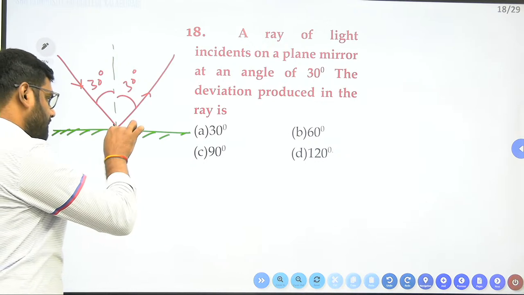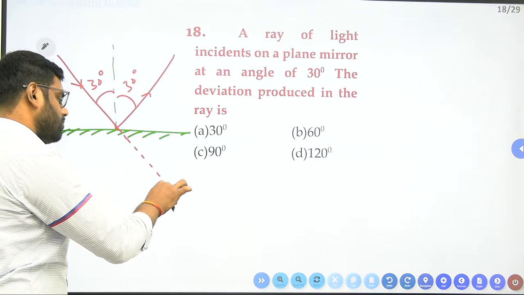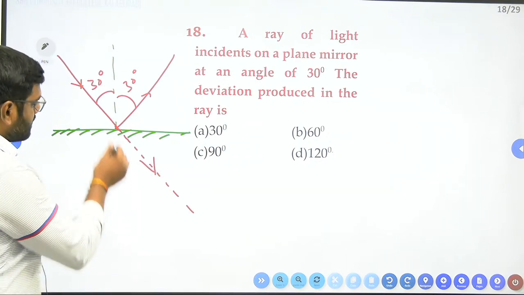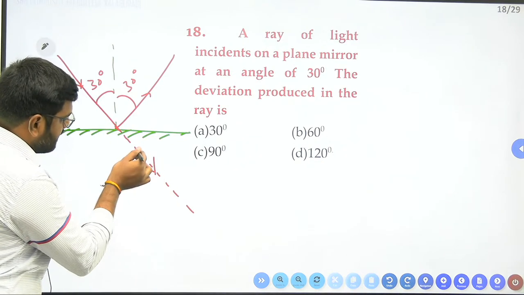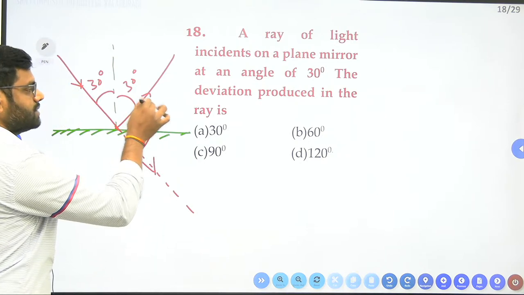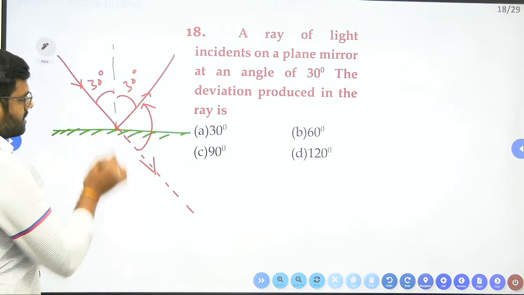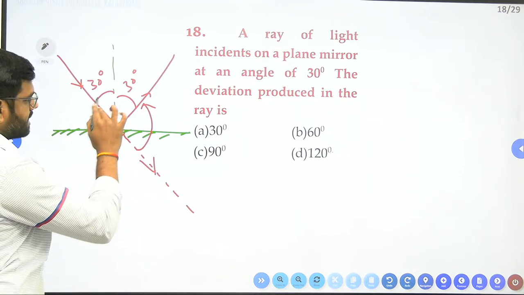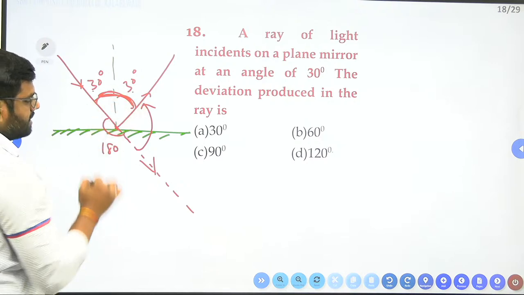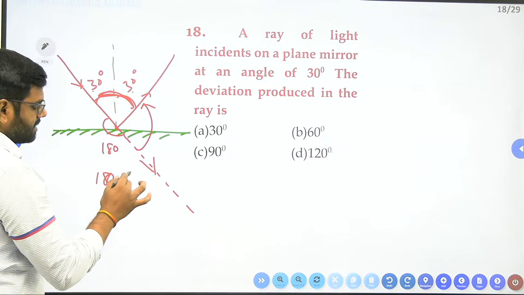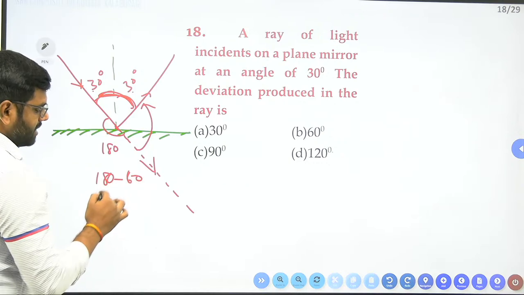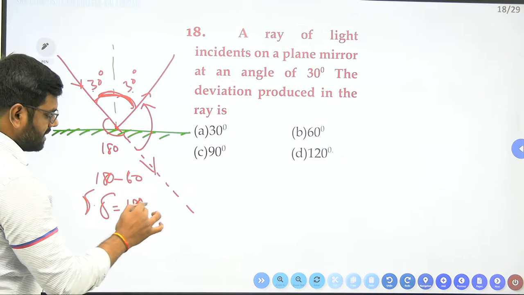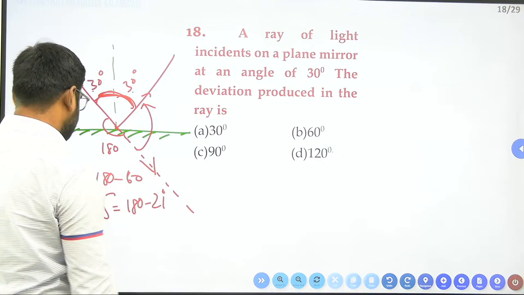So if the mirror is not there, the light would have passed along this direction, right? Now, instead of going straight, the light ray has deviated through this angle. This is the angle of deviation. So this angle is 180. Yes or no? In this 180, how much angle is gone? 30 plus 30, 60. 180 minus 60. Then angle of deviation is equal to 180 minus 2i.